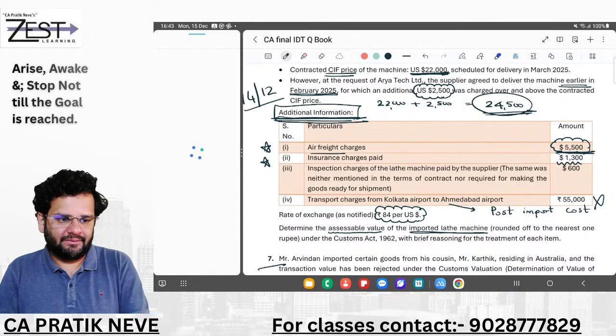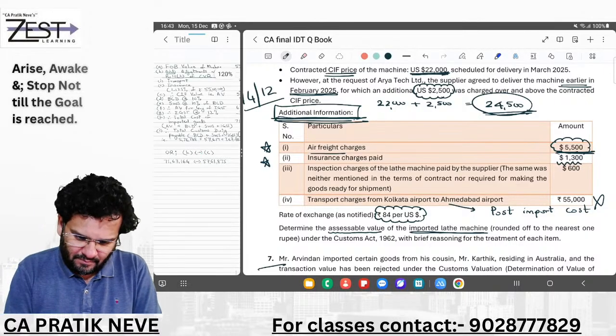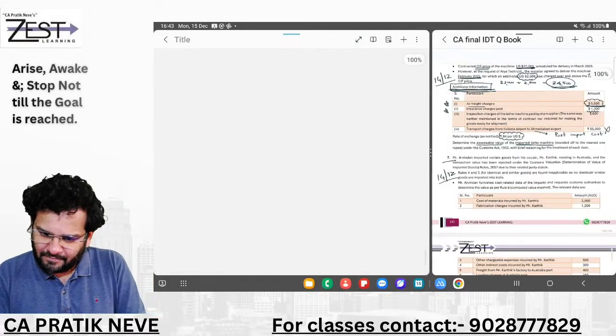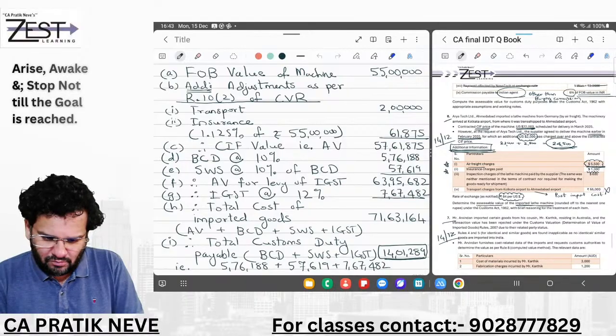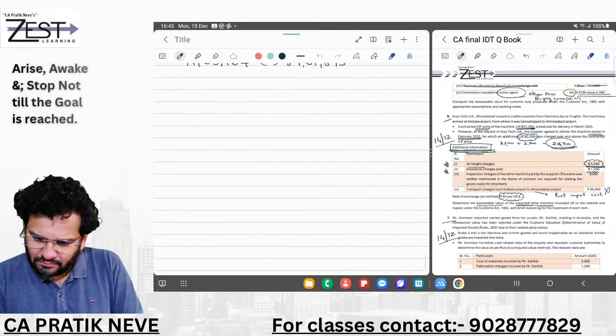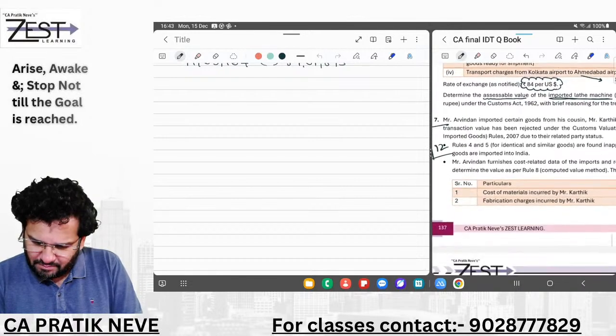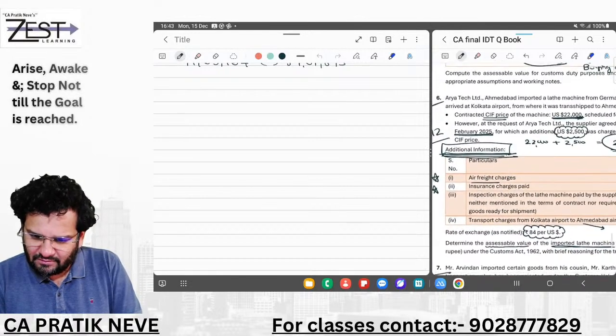So give the heading: computation of assessable value. Question number is 6. Page number is 137.